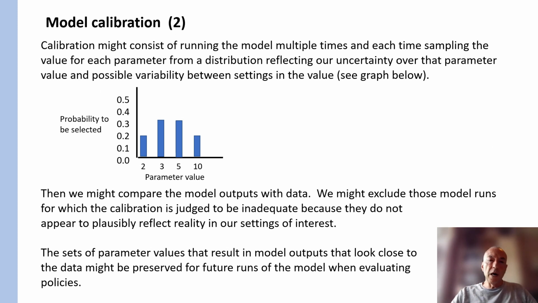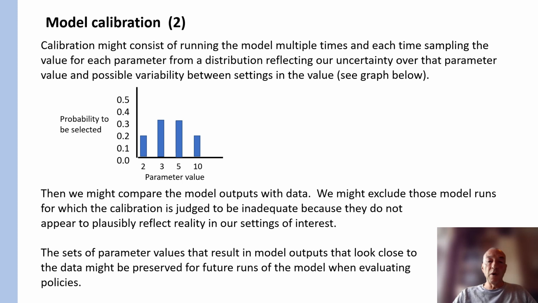So calibration might consist of running the model multiple times and each time sampling the value for each parameter from a distribution reflecting our uncertainty over that parameter value and possibly variability between settings in the value. Then we might compare the model outputs with data. We might exclude those model runs for which the calibration is judged to be inadequate because they do not appear to plausibly reflect reality in our setting of interest.